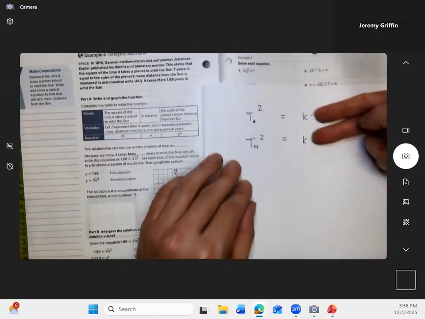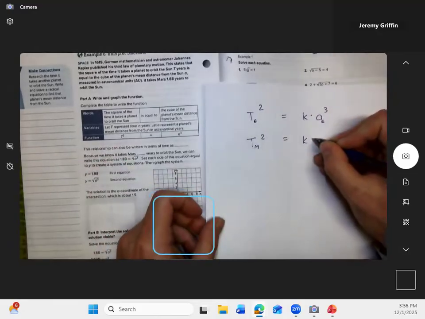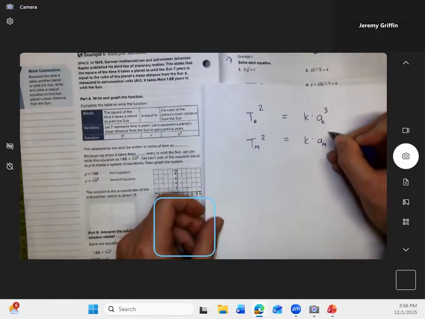So this constant is this constant. It's true throughout our entire solar system. Now, a different solar system is different for different stars. But our solar system is going to say. And then the distance from Mars to the sun cubed right there.